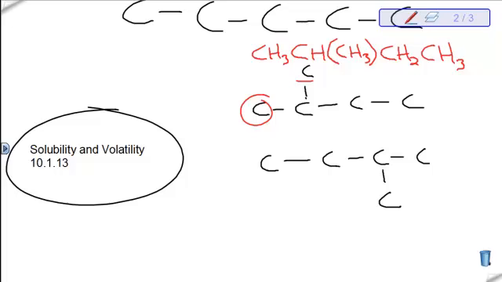Now, this is kind of a trick. If we went left to right, here's what we would write. CH3, that one, CH2, CH, parenthesis, CH3, sorry for the bending here, and then at the end, CH3.